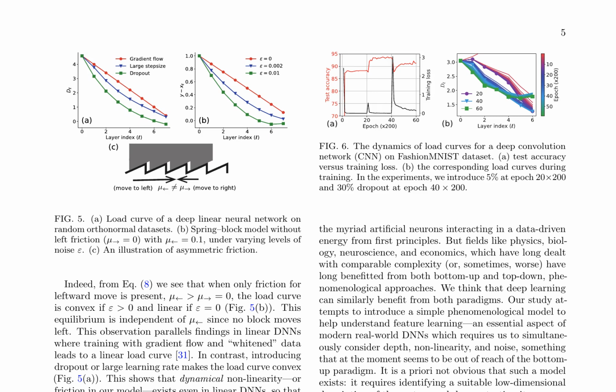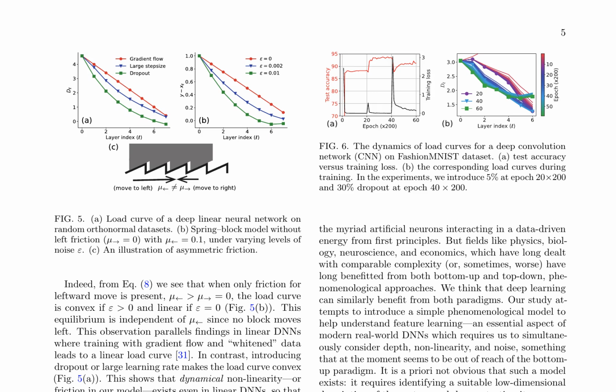The study explores the dynamics of deep learning through a phenomenological model, inspired by the spring block system, which captures the interplay between nonlinearity, noise, and depth in deep neural networks, DNNs. The model reveals that a uniform load distribution, corresponding to a linear load curve, yields the best performance in terms of test accuracy.